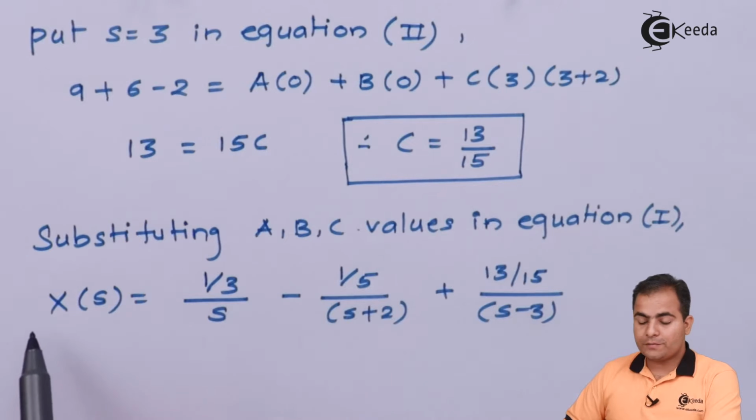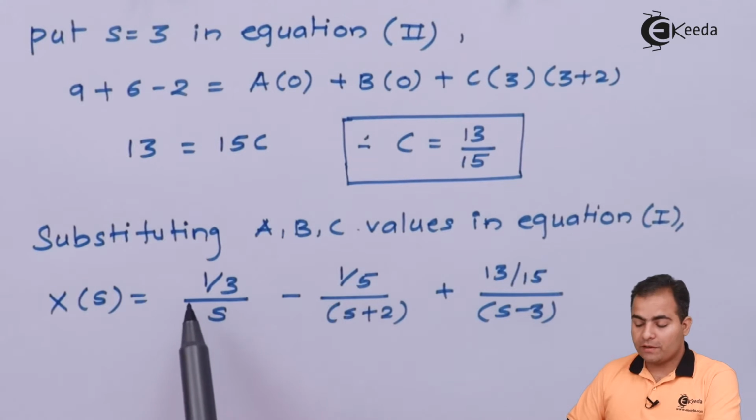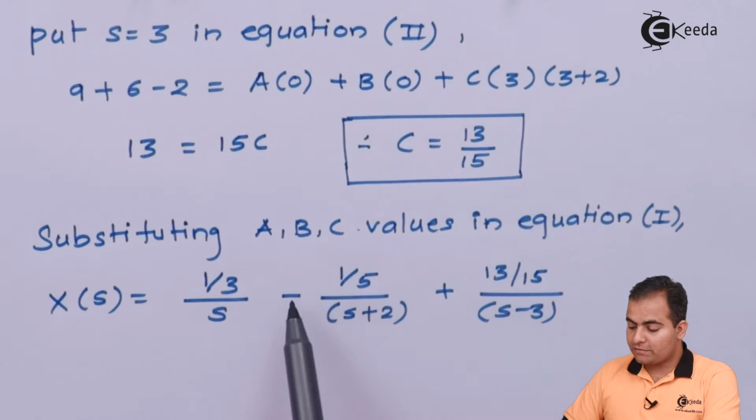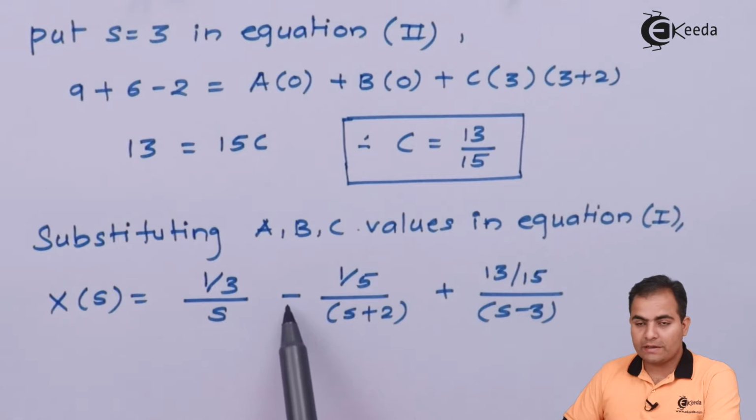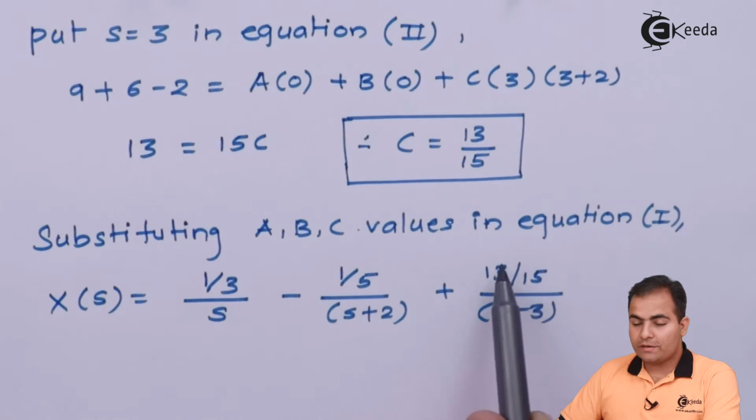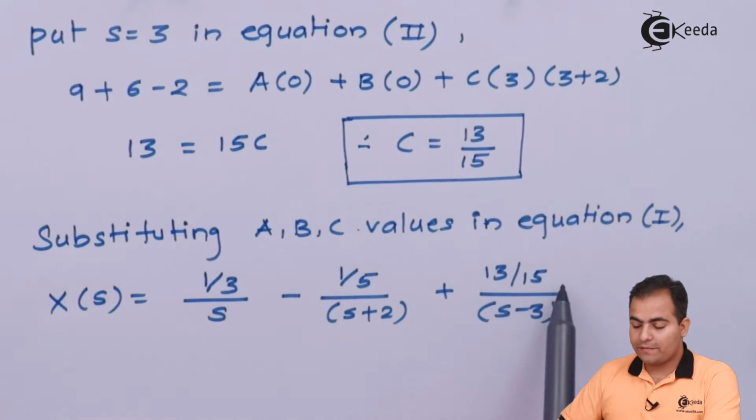So after substituting values of a, b, c in equation number 1, this a is replaced by 1 by 3, this b was replaced by minus 1 by 5, so minus sign I have taken common, or you can say I have multiplied this minus sign with a plus sign. Now here the c is now replaced by 13 by 15.